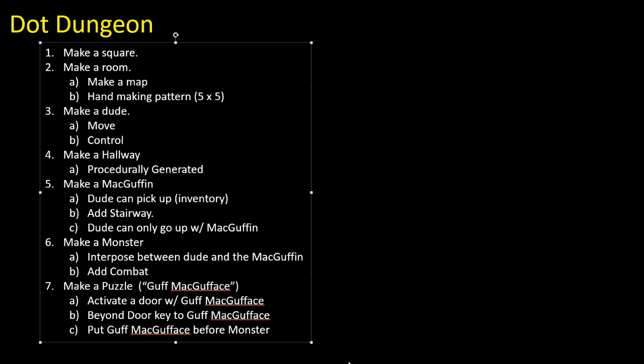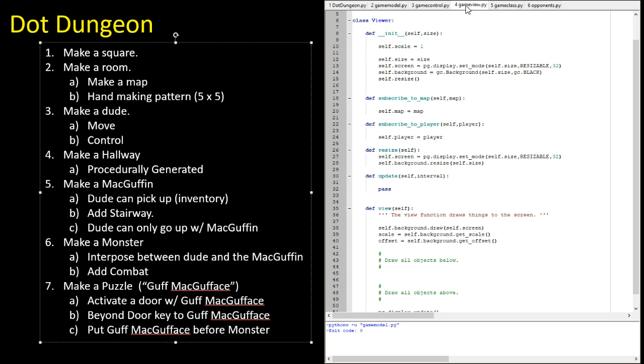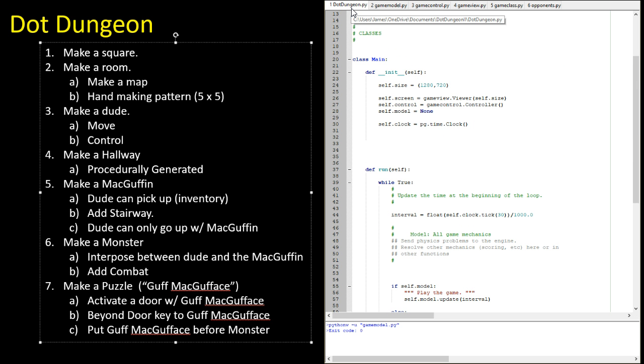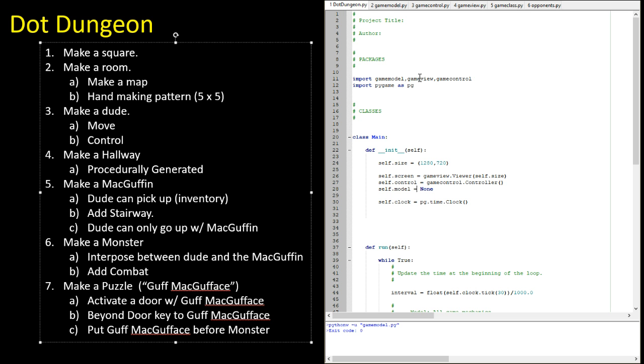Alright, so there we are. We've got a nice list of things. All I want to do right now is make a square. Alright. So here we are. This is my base class. So these three are what have happened in the past. You've seen some of my other videos. I had another template that I had when I was teaching the game physics class.